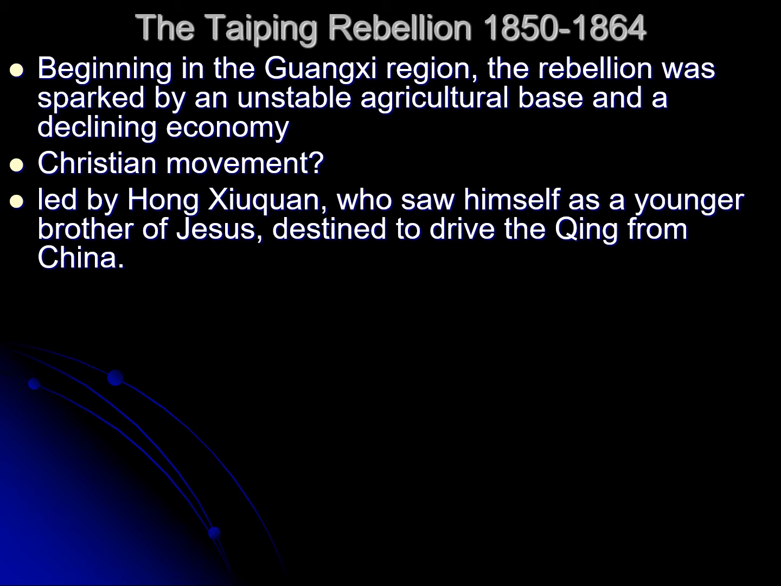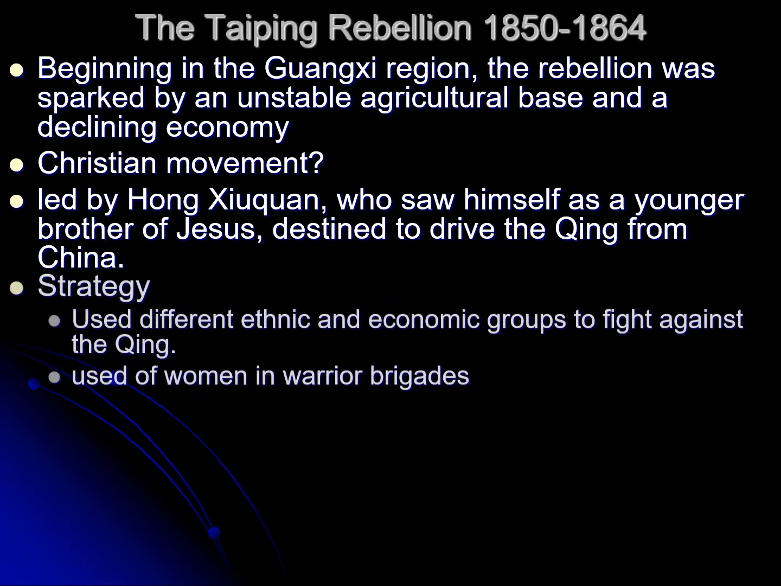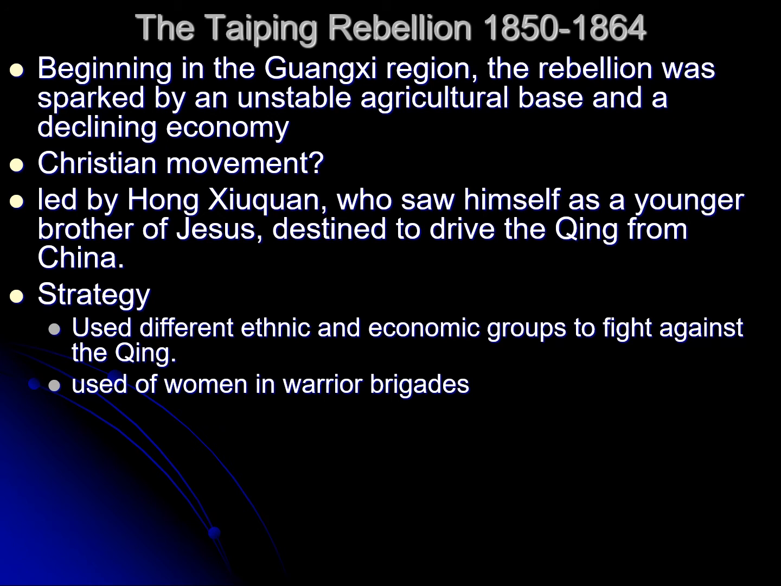So some people believed him and they followed him, and there was an uprising. So what strategy did they use? They used different ethnic and economic groups to fight against the Qing. Women actually became huge warriors of this movement.